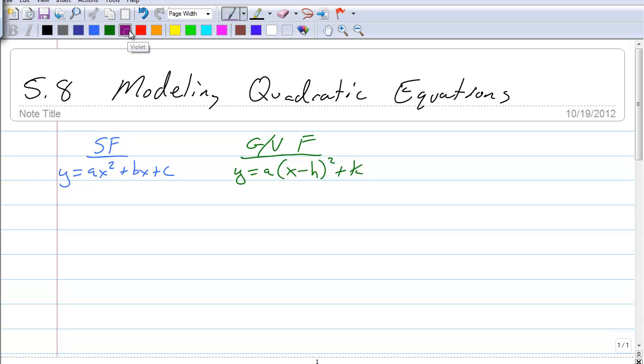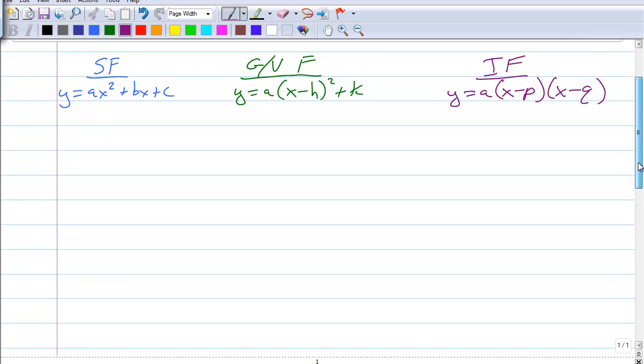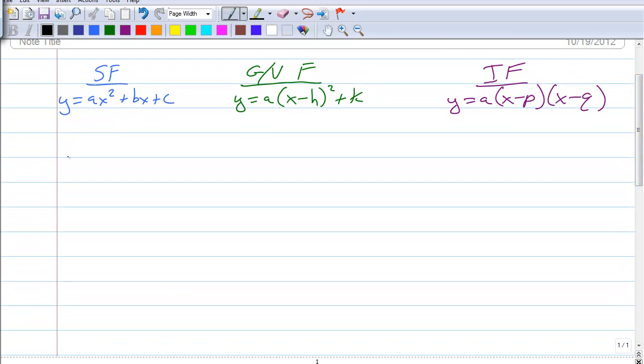And then our final form that we've been working with is intercept form. This is the x-intercept form. Y equals a times the quantity of x minus p times x minus q. So those are the 3 forms that we should be good at. Now what we're going to do today is we're going to model. Let's do our first example.